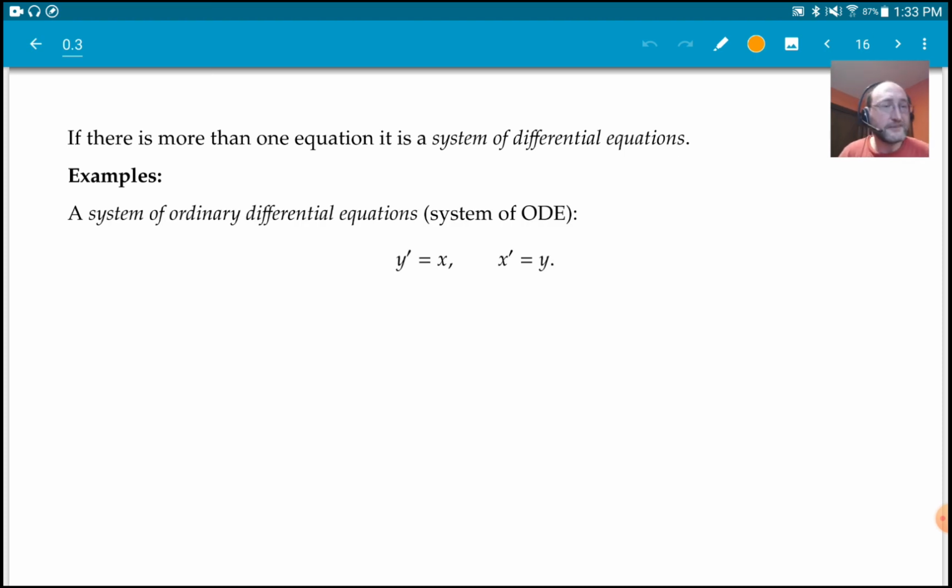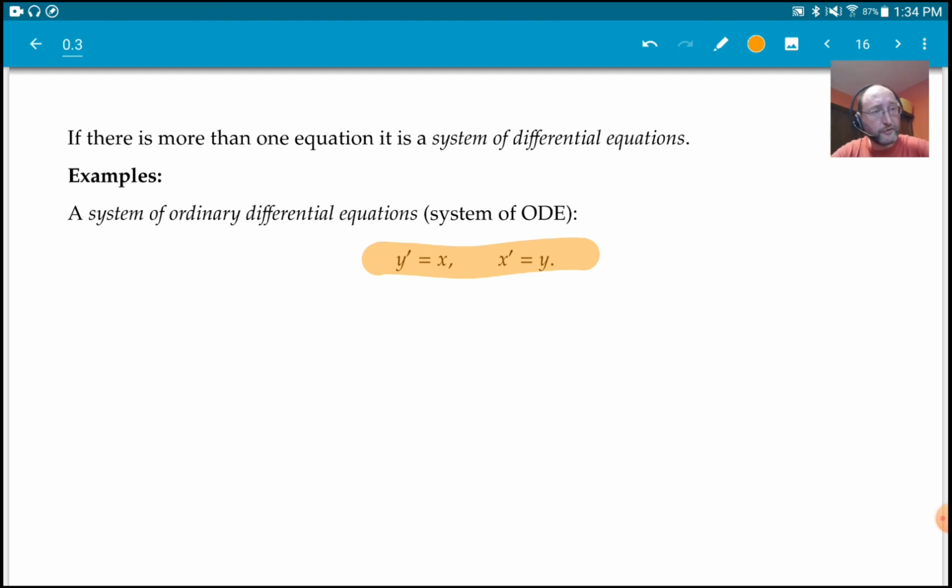For example, one of the simplest systems, right? Maybe t is an independent variable. I didn't really give a name to the independent variable here. And then we have two dependent variables, x and y. And we have the derivative in y is x, the derivative in x is y. So dy/dt is x and dx/dt is y, if t is the independent variable. We didn't give it a name here.